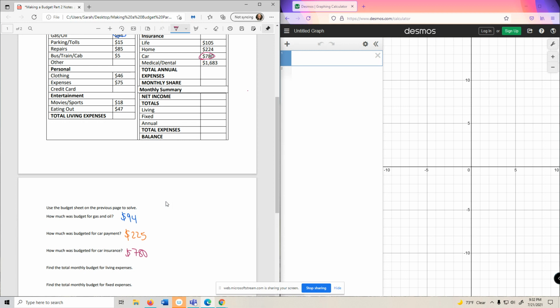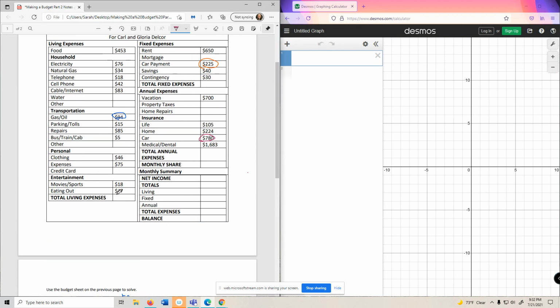And then the rest of these will involve a little bit of calculation. If we want our total monthly budget for living expenses, that means we need to add all of the things in the living expenses category together. That's everything on the left-hand side of the table. I'm not going to write out adding those together. I'm just going to do that in Desmos.